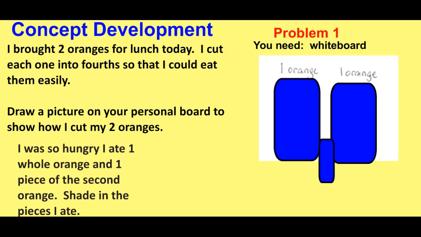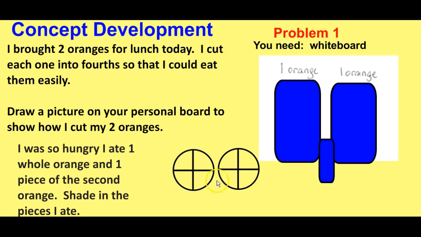Okay, so I brought 2 oranges for lunch today, and I cut each one into fourths so that I could eat them easily. So we're going to draw a picture on your board, and we're going to show how I cut both of my oranges. If I cut both of them into fourths, you have to ask yourself, how many parts is each orange going to have? So go ahead and draw my 2 oranges on your board, and you're going to be making them both have fourths. So each orange is going to have 4 equal parts. You're just going to break it apart into 4 equal parts for both oranges. When you're ready to check that, you may push play.